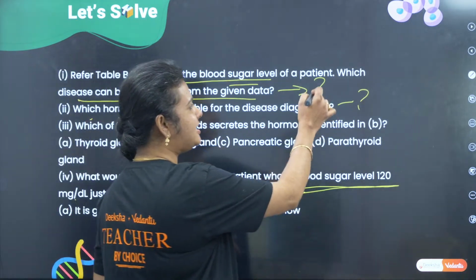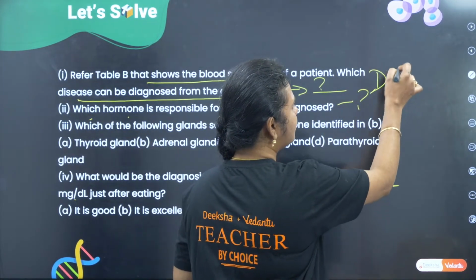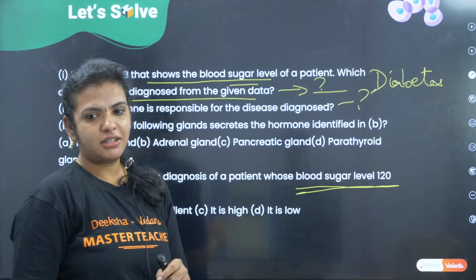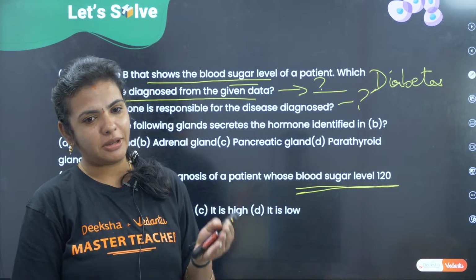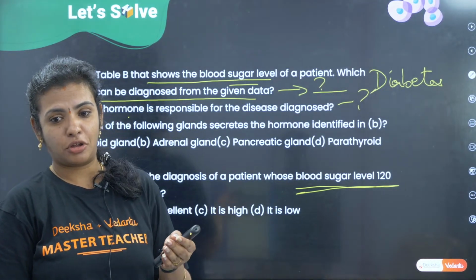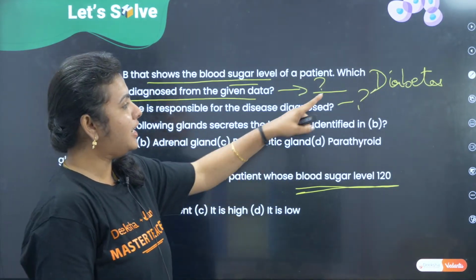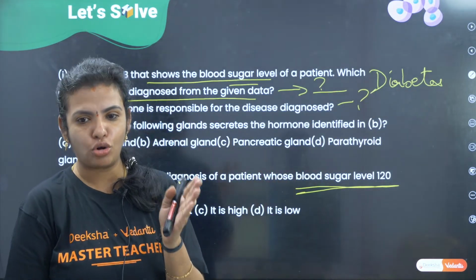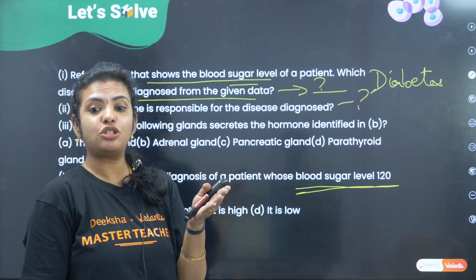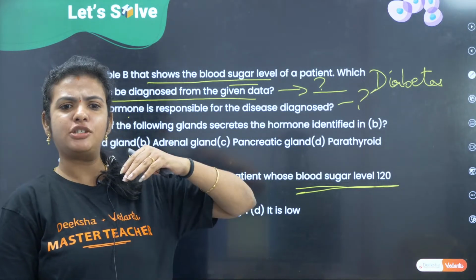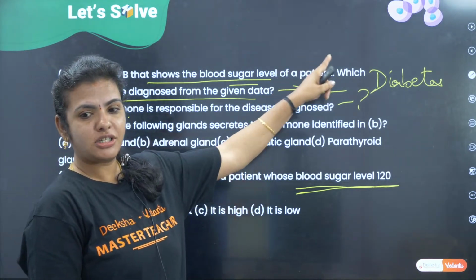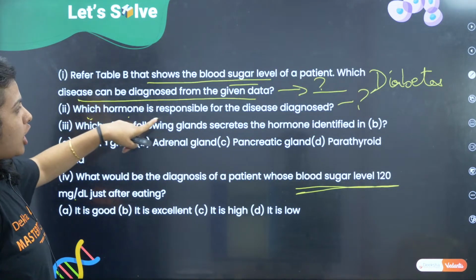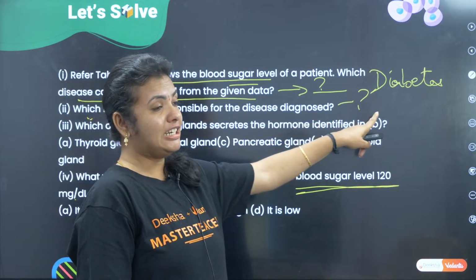So we would call the disease diabetes, correct? Sugar is a common man's word, so you will be using the word diabetes. Diabetes is nothing but an increase in the blood glucose level. Sugar here refers to glucose. So there is more glucose, so we would say diabetes. Very good, Chaya Devi. Which hormone is responsible for this disease?